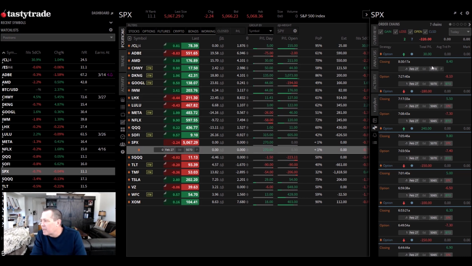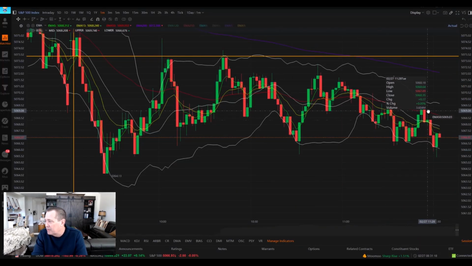Okay, I just got stopped out for a $30 winner. Yikes. Didn't want to get stopped out, but it's been almost an hour that we were in that trade. So now we're down 320 for the day. You can see the big drop down, and I got stopped out right here.